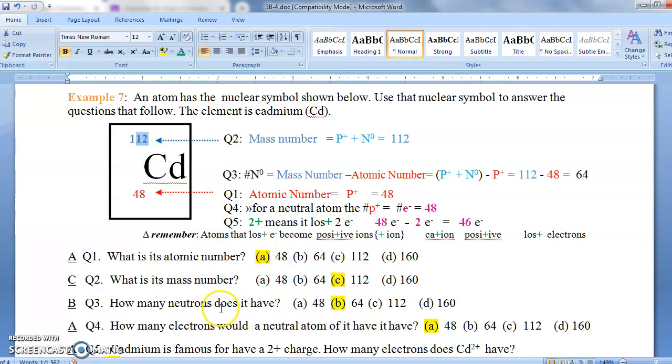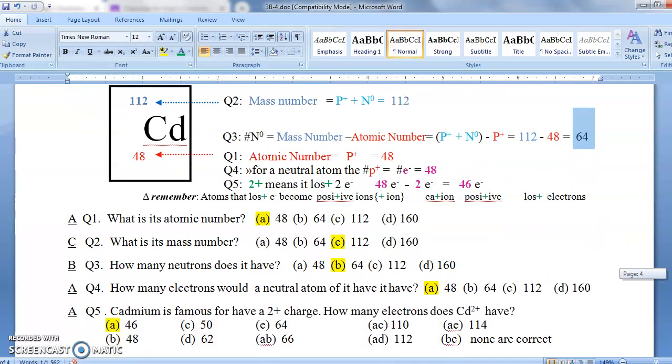How many neutrons does it have? The mass number gives protons plus neutrons. The atomic number just gives protons. So, for question 3, how many neutrons does it have? Take the mass number minus the atomic number. Mass number is protons plus neutrons, 112. Of those 112 particles, 48 of them are protons. 112 minus 48 means 64 of them must be neutrons.